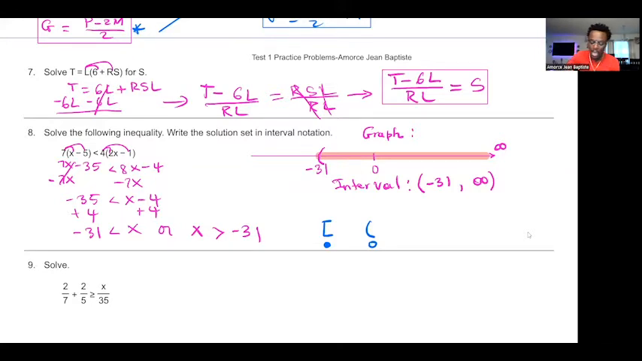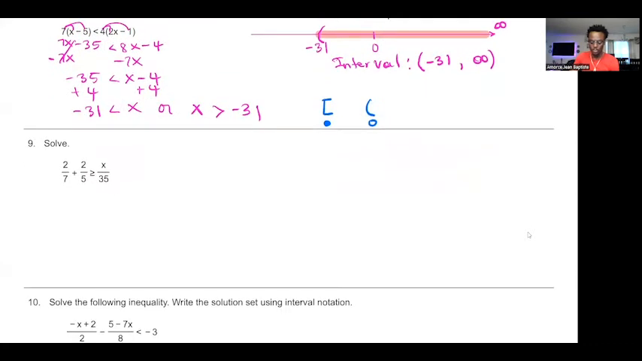All right, so now we have the answer in graph and interval notation. If they say interval notation, give them interval notation, but on my test, you are required to give me the graph, and however I ask you to give it, whether set notation or interval notation.